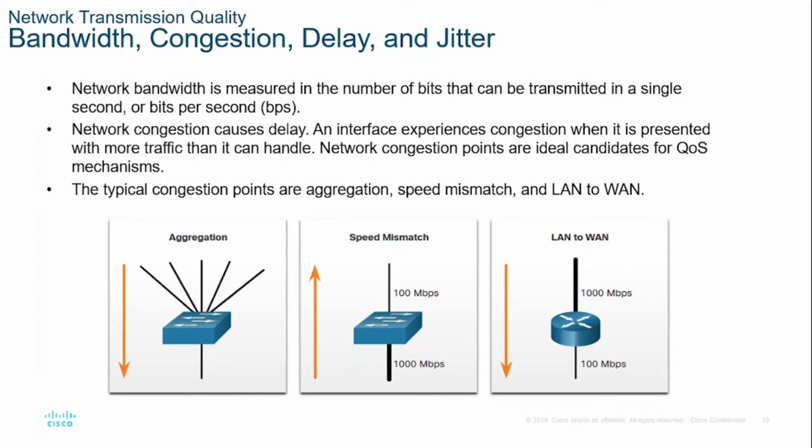Network bandwidth is measured in the number of bits that can be transmitted in a single second, or bits per second, or bps. For example, a network device may be described as having the capability to perform at 10 gigabits per second, or 10 Gbps.